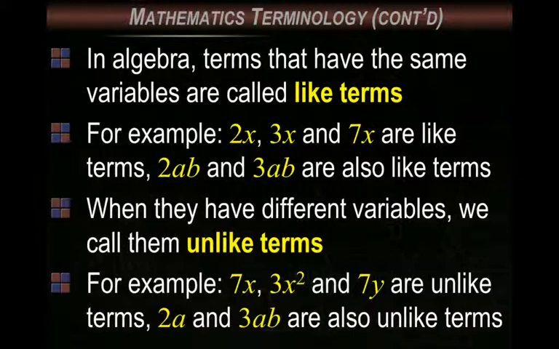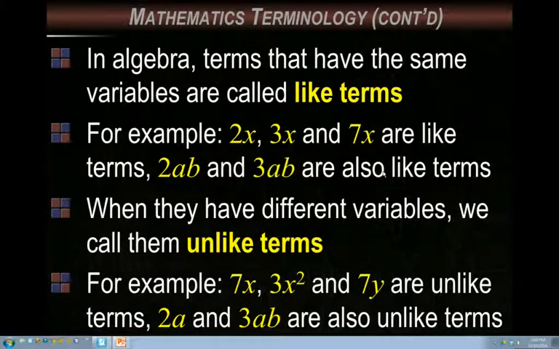Now, it gets more complicated when you add things like exponents to it. So here I have 7x and 3x squared. Those are considered to be not alike. The exponent matters. So having an exponent there makes a difference. So let me go back to that example here, the one we were just doing.